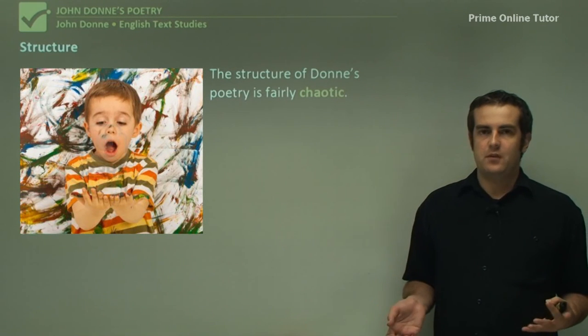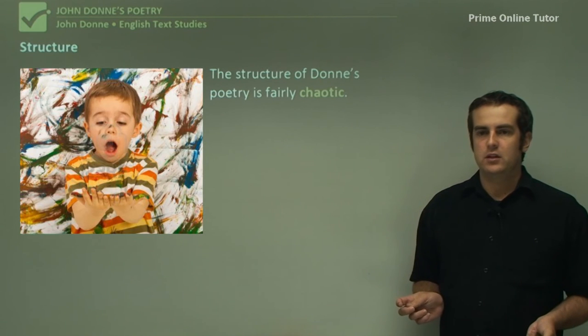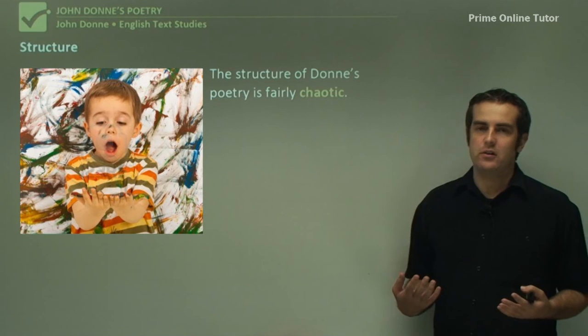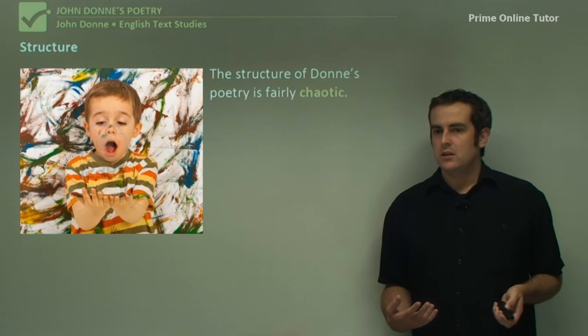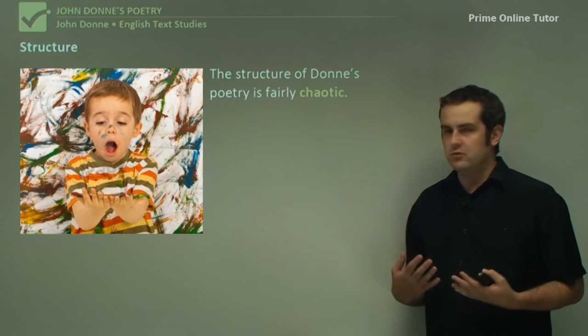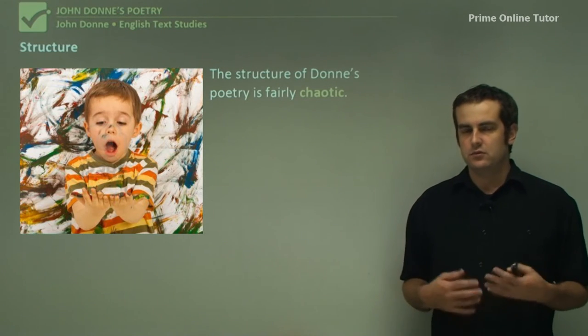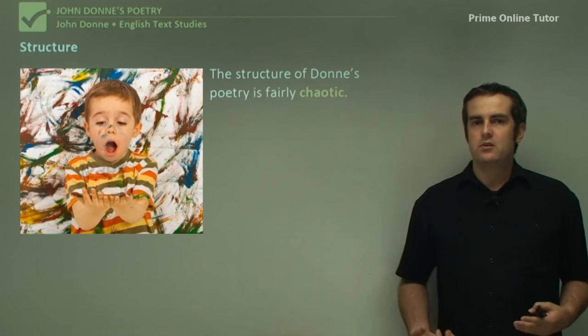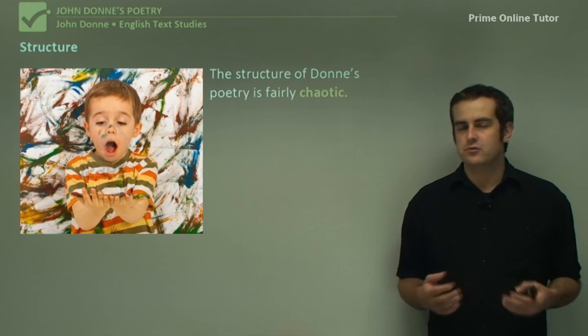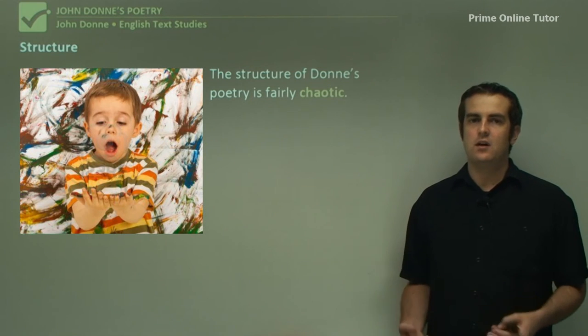Now, the structure of Donne's poetry is something also worthy of looking at, and certainly because one of the things about Donne's poetry is it's fairly chaotic. Now, this is for a number of different reasons. First of all, it's not really a traditional style. There are different sorts of rhyming sets, but it's mainly because of the fact that Donne's poetry is exclusively personal. These aren't written for a poetry society. This is written for himself.